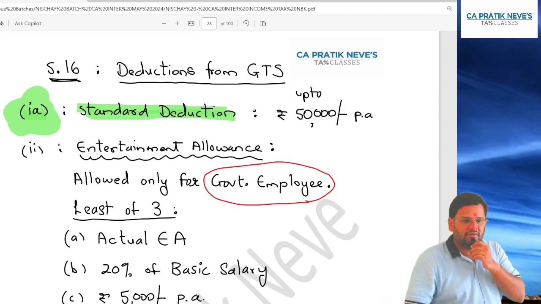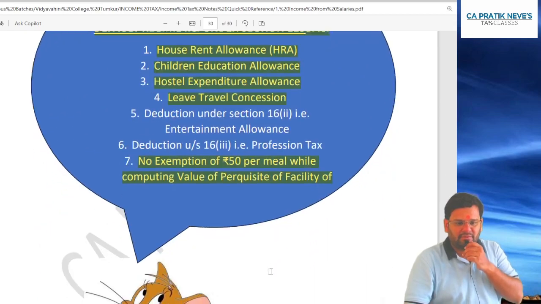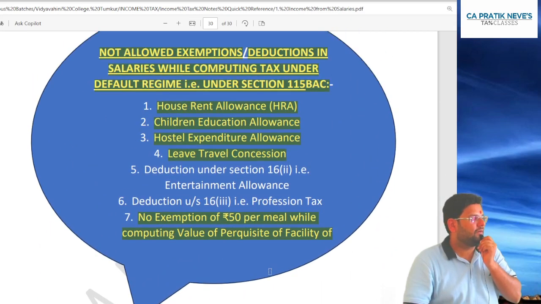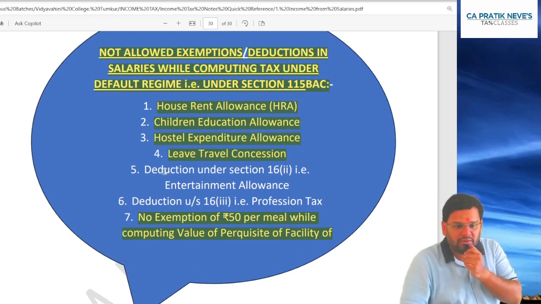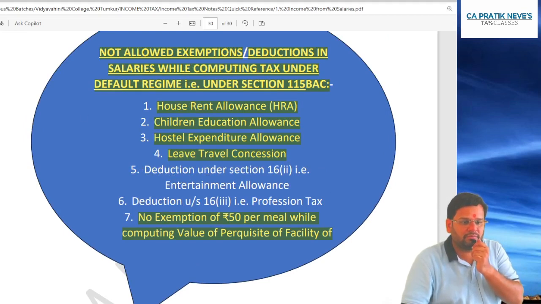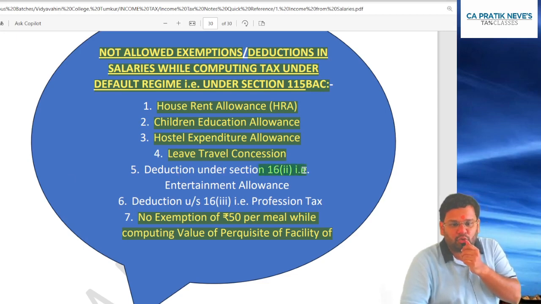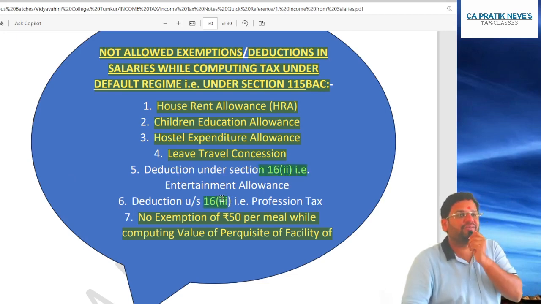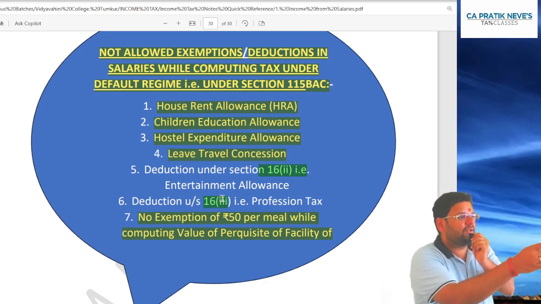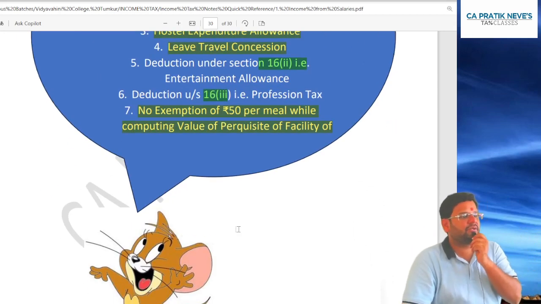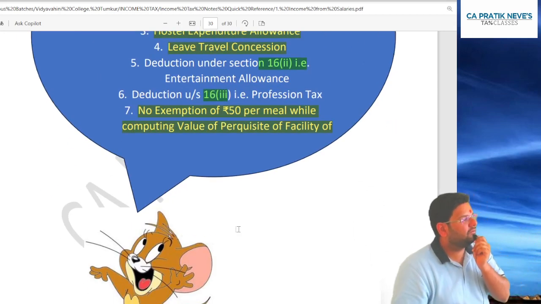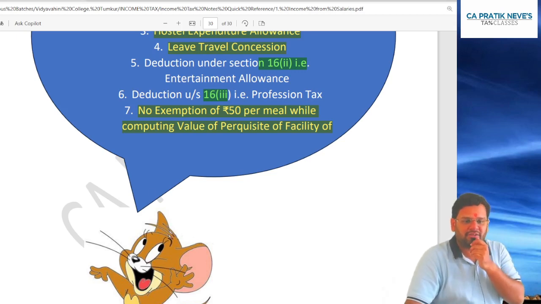If you have seen what my assistant is saying, he is saying that the exemptions or deductions in the fifth and sixth points are not allowed. Which deductions will not be allowed? He is saying 16.2 and 16.3 will not be allowed. He is not talking about 16.1a. He has not made a mistake; he is absolutely correct. You will be allowed standard deduction in all cases.